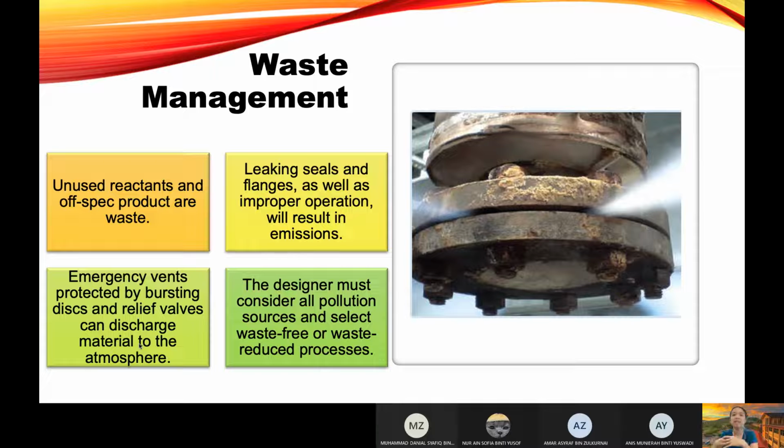So basically anything that is produced from the plant throughout the process, sepanjang proses tu sebarang pengeluaran ataupun the release of chemicals, we also deem it as waste. Okay, so you must actually consider all these pollution sources. So kamu kena consider part mana yang boleh berlaku leakage, part mana yang boleh berlaku explosion, because you have to make sure the designs are protected. The designs are there to protect against all these waste issues.